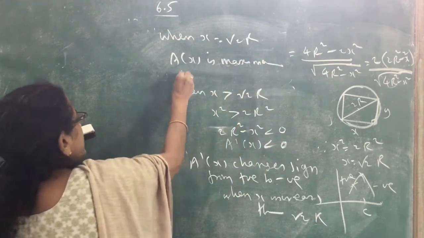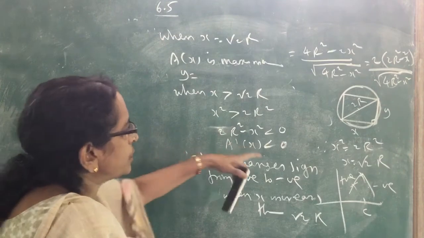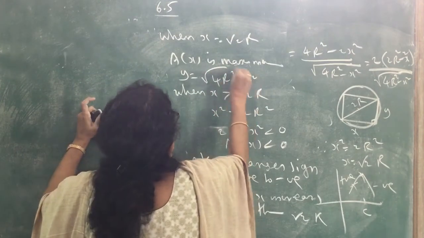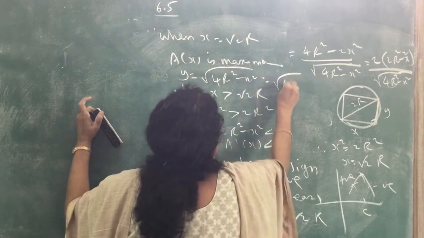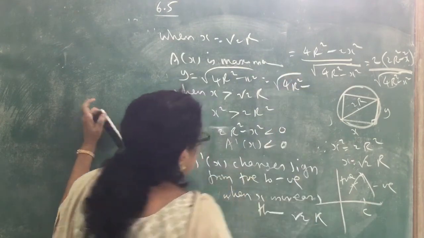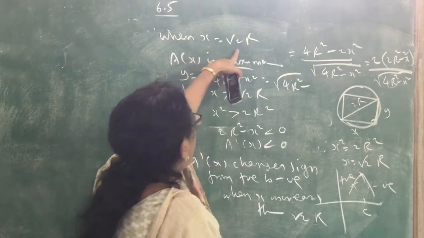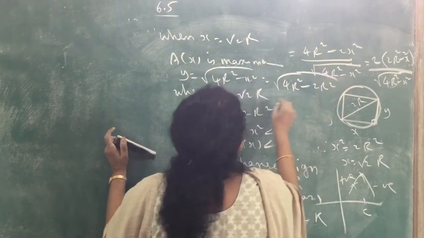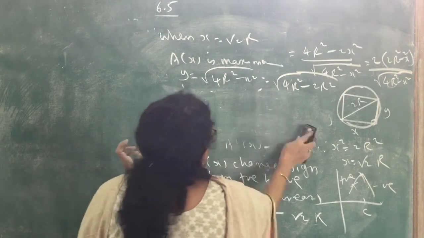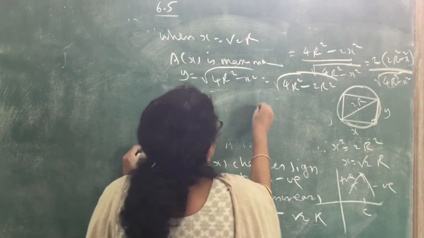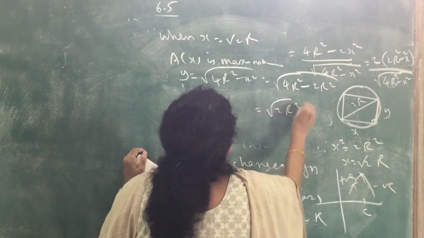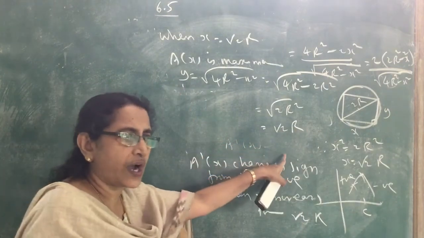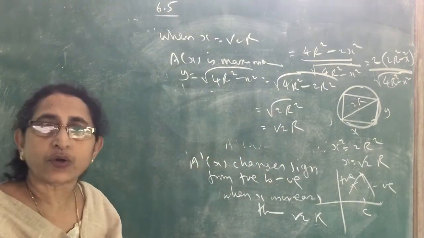Then what is y? y equal to root of 4r square minus x square. That is equal to root of 4r square minus, we got x equal to root 2r, so x square means 2r square. That is equal to root of 2r square, that is root 2r. So we got y also as root 2r. So x and y both are equal to root 2r.